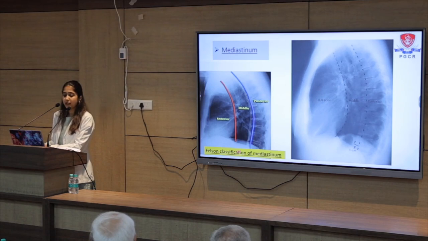So we'll draw two lines. First, the red line. The red line is drawn from the anterior border of the trachea to the posterior border of the heart. Now the second, blue line is drawn 1 centimeter behind the anterior margin of the visualized thoracic vertebrae. So the region anterior to the red line is the anterior mediastinum, and the region behind the blue line is the posterior mediastinum, whereas the region between them is the middle mediastinum.